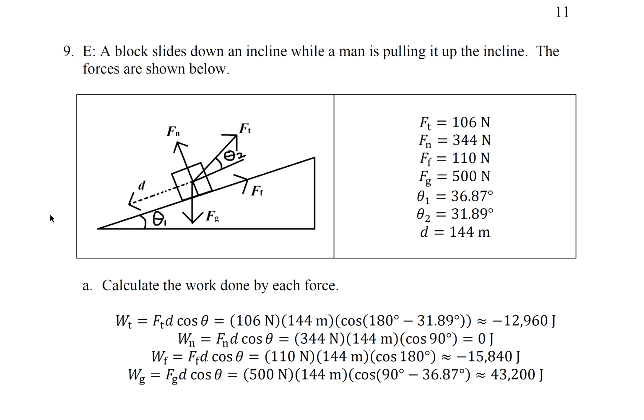The normal force is going to be 90 degrees from the displacement by looking at the figure. The force of friction is going to be 180 degrees because the displacement is down the incline, the force of friction is up the incline. The force of gravity is going to be 90 degrees minus 36.87 degrees by looking at the image.